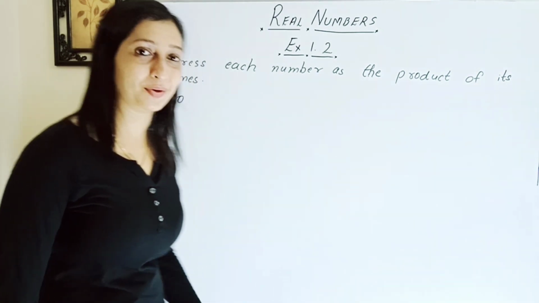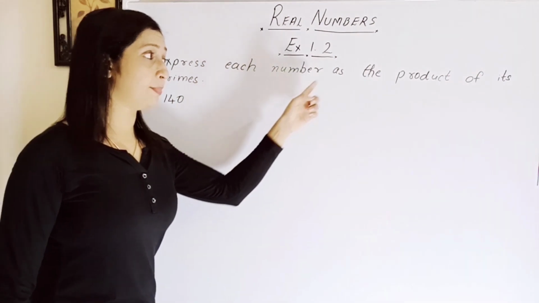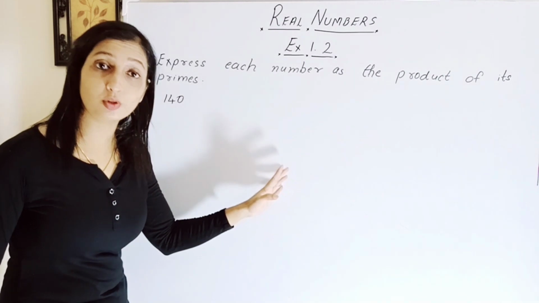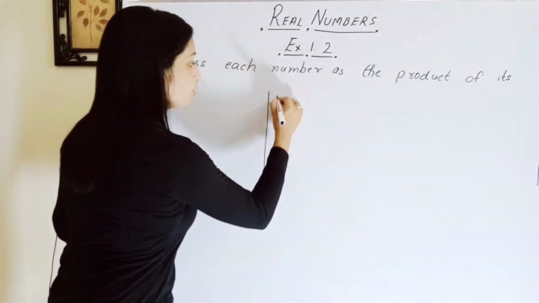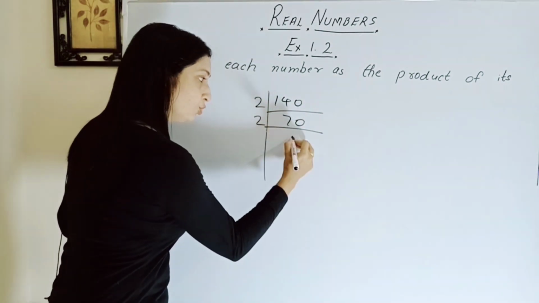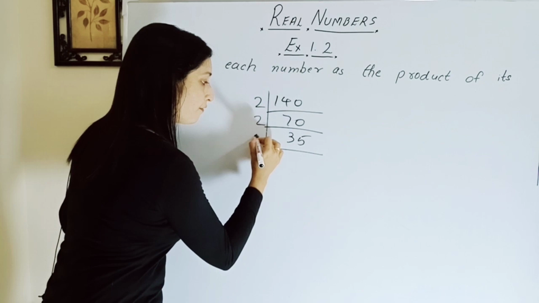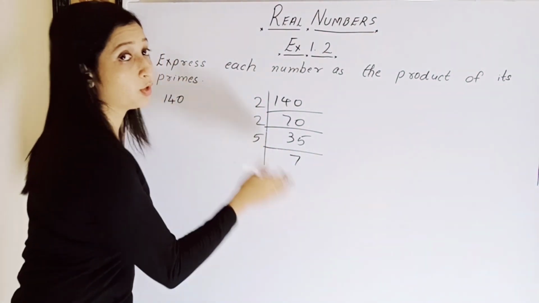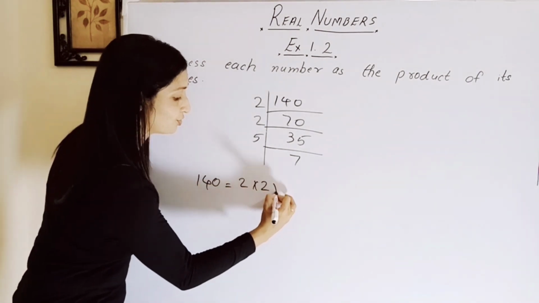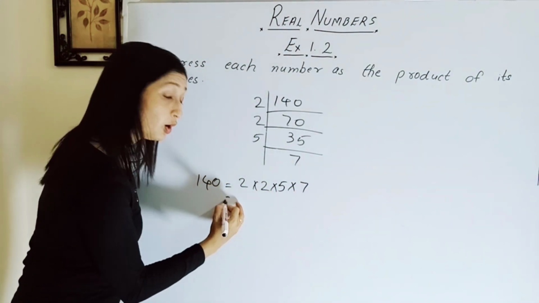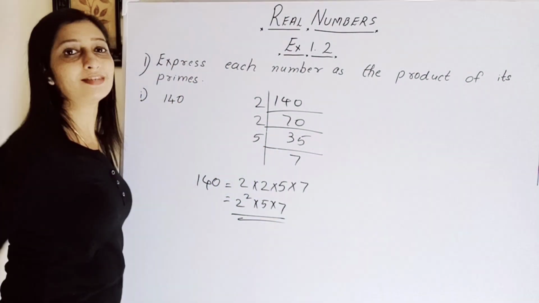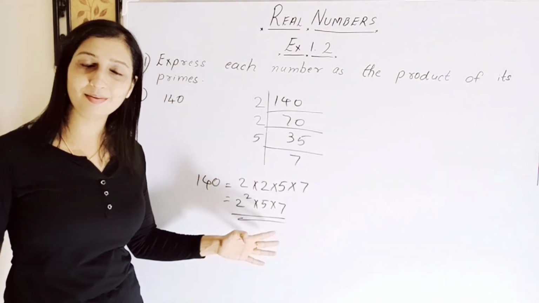Let's move on to our first question, which is to express each number as the product of its primes. Our first number is 140. Let's first do the prime factorization of 140. 140 divided by 2 gives 70, again by 2 gives 35, and 35 is 5 times 7. Now we express the given number as the product of its primes, which is 2 into 2 into 5 into 7, which you can write as 2 square into 5 into 7. This is how we represent the given number as the product of its primes.